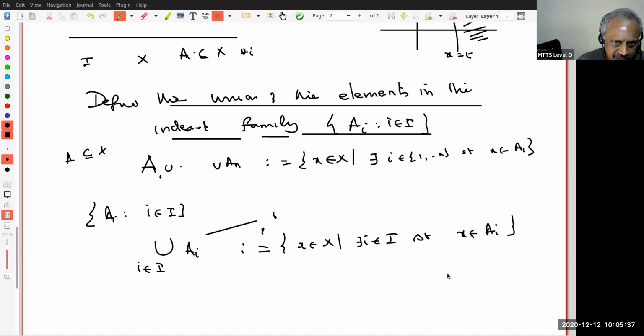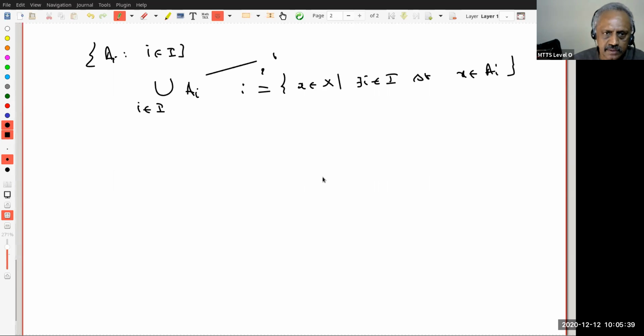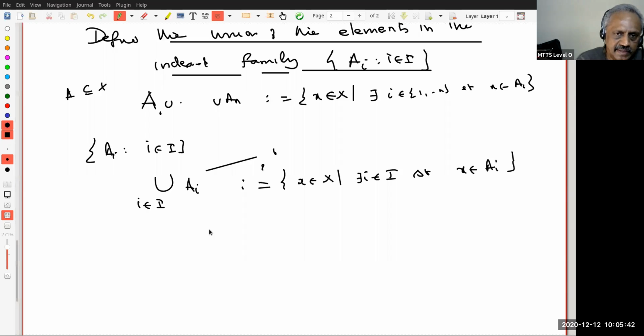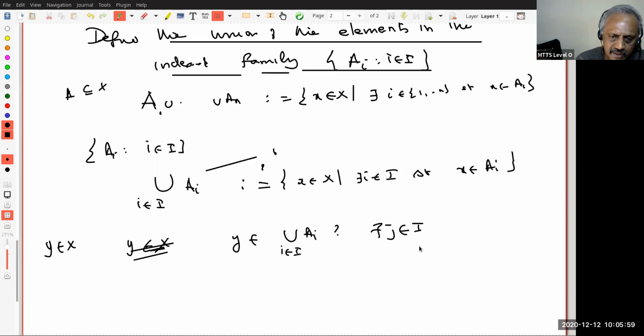Is it easy? Whenever you define a set, the first thing you should do is ask questions. I give you a y in X. What does it mean to say y is in the union of A_i, i in I? The meaning is there is a j in I, you can also call it i in I, I don't care, so that y belongs to A_j. You understand that y belongs to the union.